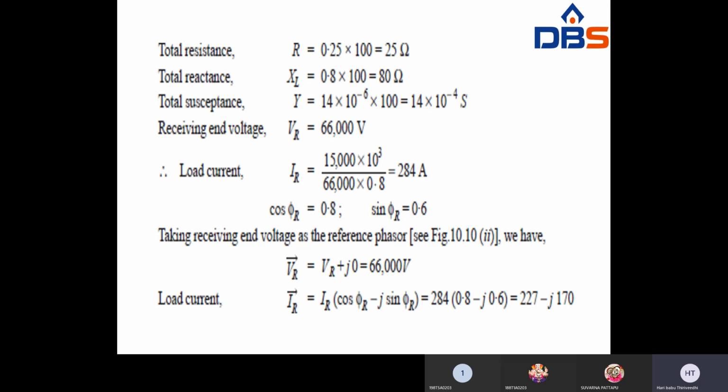Cos phi r is 0.8, then sin phi r becomes 0.6. So from that diagram, look at the diagram.